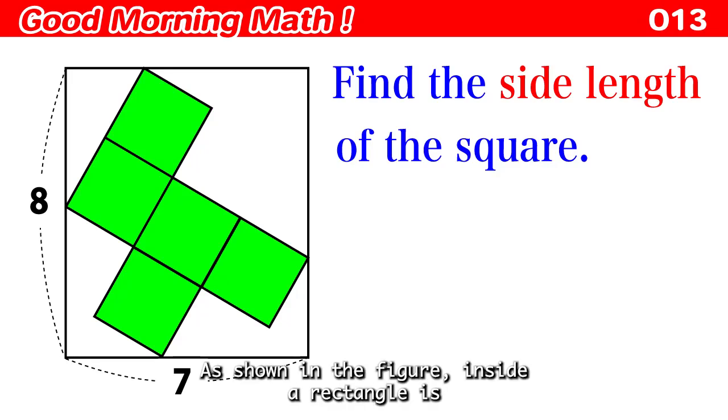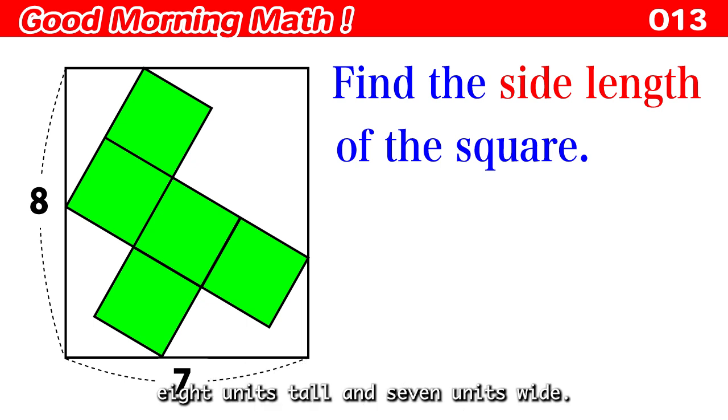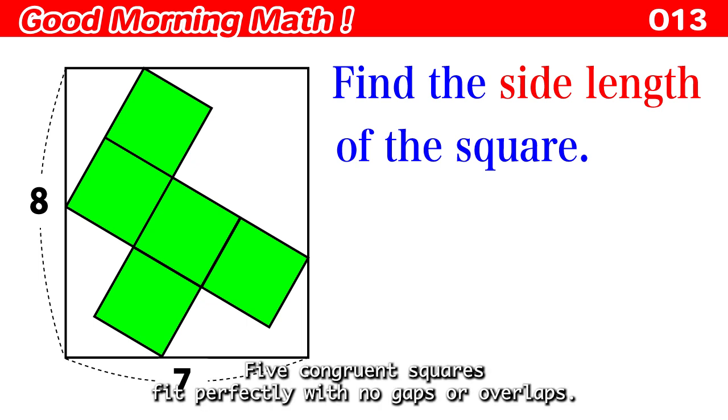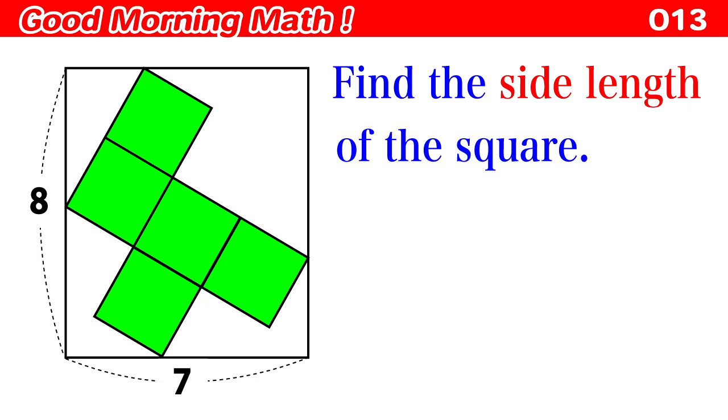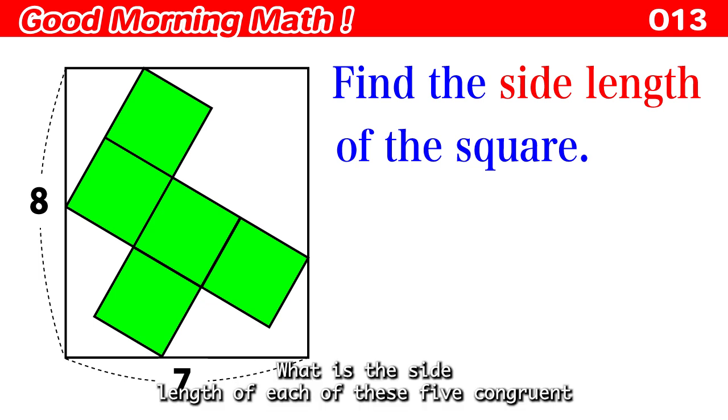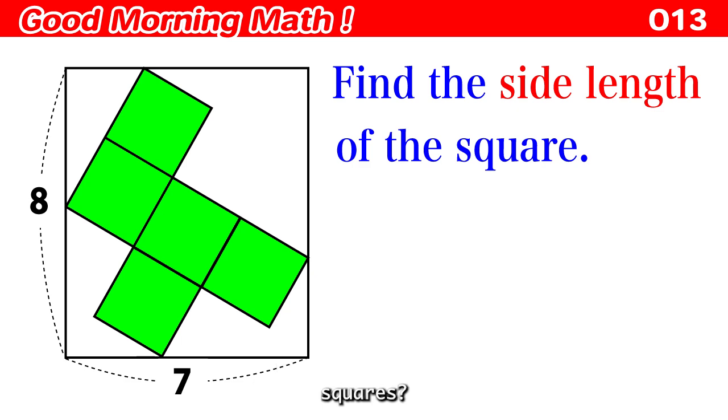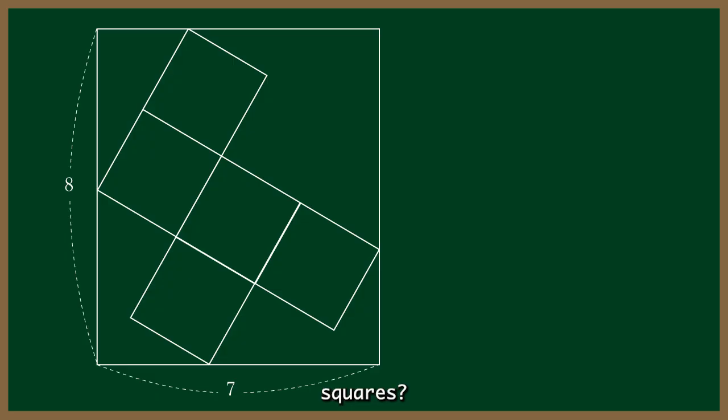Now, let's try another problem. As shown in the figure, inside a rectangle that is 8 units tall and 7 units wide, 5 congruent squares fit perfectly with no gaps or overlaps. What is the side length of each of these 5 congruent squares? All right, let's get started.